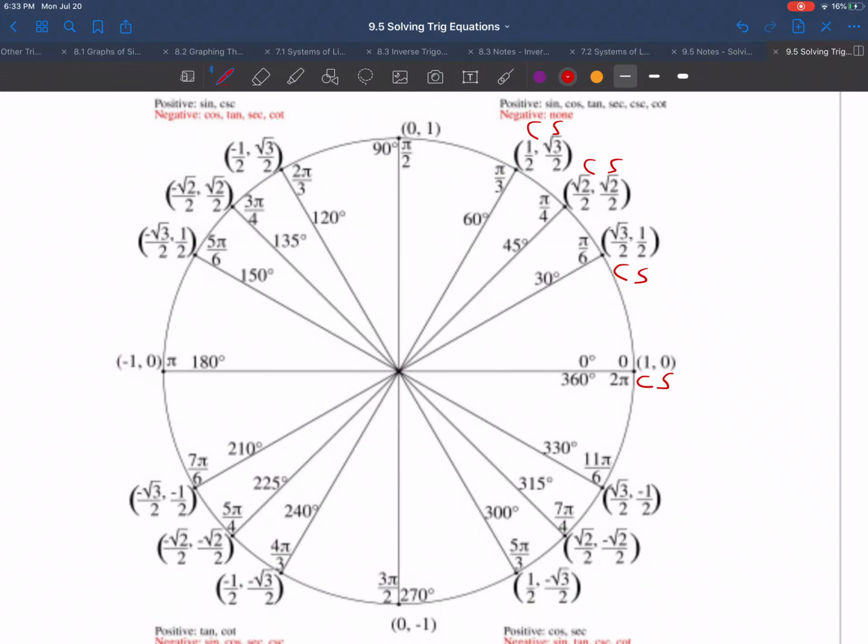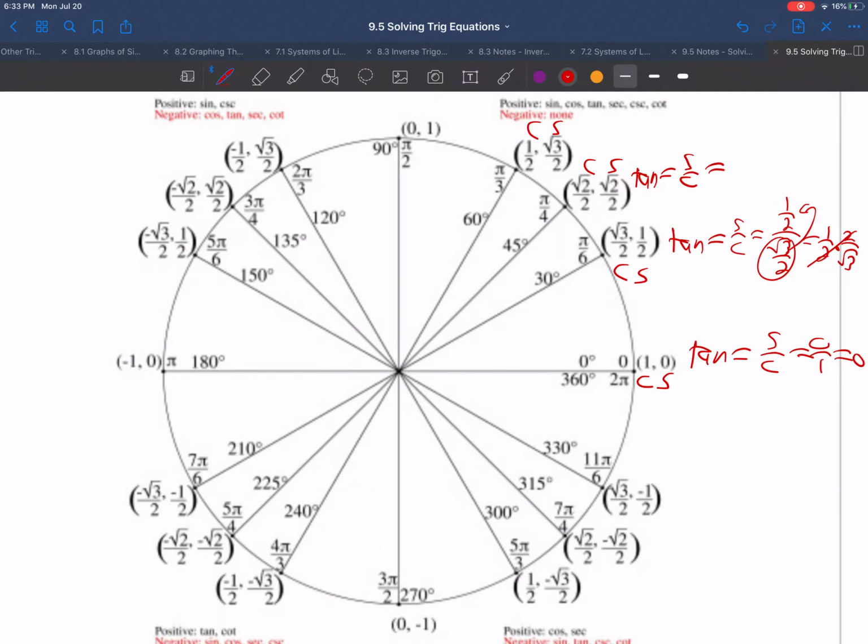So tangent is going to be sine over cosine. In this case, it'll be 0 over 1 or 0. Tangent at this spot will be, again, sine over cosine, so it's a half over root 3 over 2, and then you flip that up, so that's a half times 2 over root 3. These cancel, it's 1 over root 3. Here, tangent, sine over cosine is going to be root 2 over 2 over the same thing, so it's just 1.